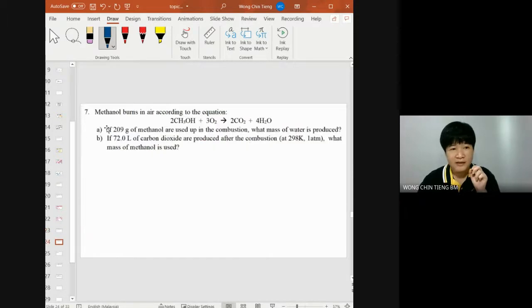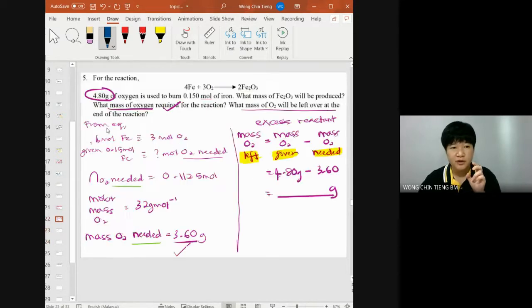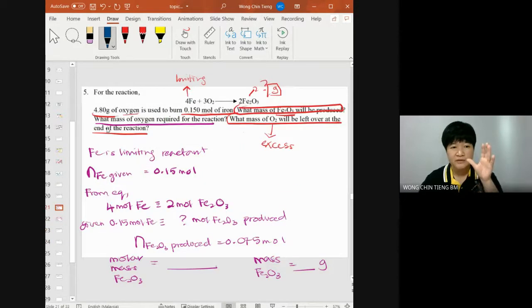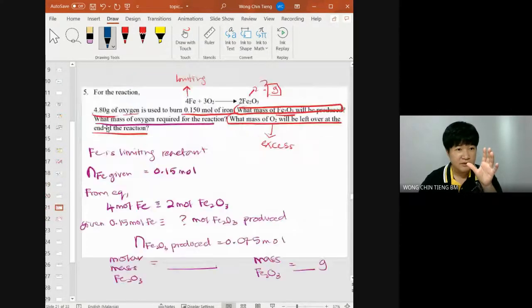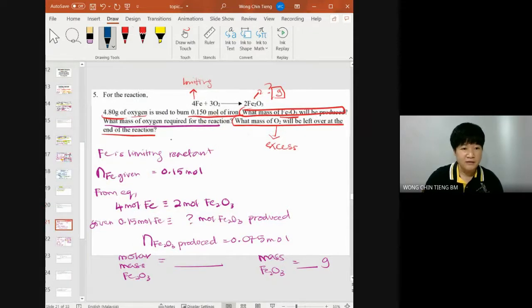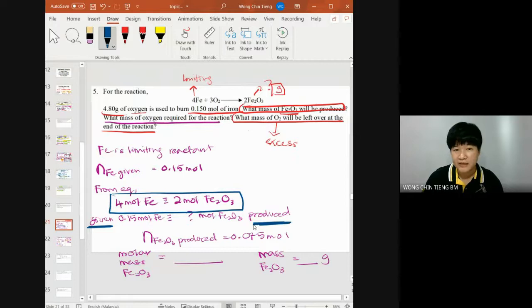Okay, and the concept is always, if you look at the video, I think the concept is always this. Soalan mana tadi? Soalan 5 saya. Alright, it's always this. Compare from the equation. Always compare from the equation. Compare on the left, ambil yang given. On the right, cari yang produce atau cari yang needed. Okay, it's always that. Dapatkan limiting reactant dulu. Boleh?